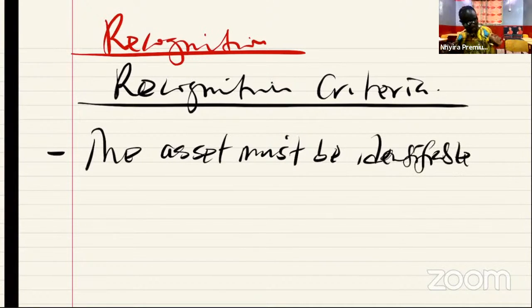Now, when we say the asset must be identifiable, it means that it can be purchased, rented, or sold separately. It can be purchased, rented, or sold separately. It must be purchased, sold, or rented separately.